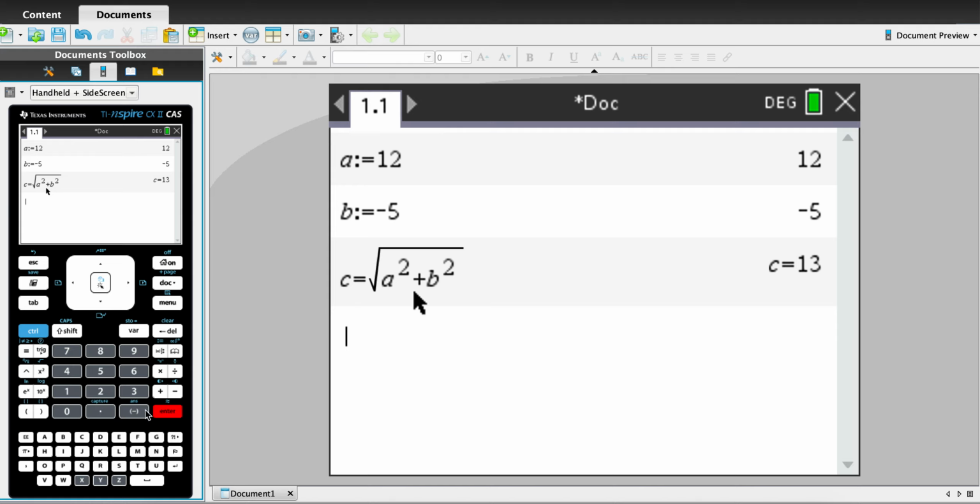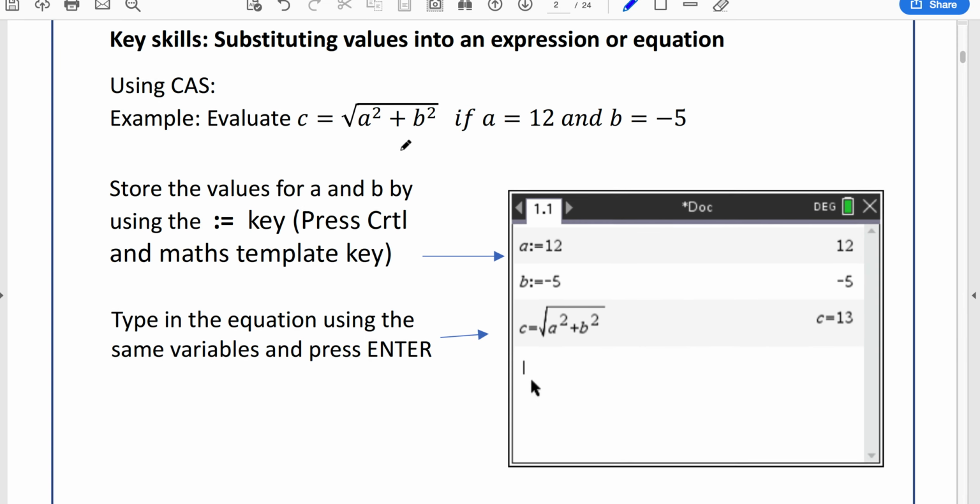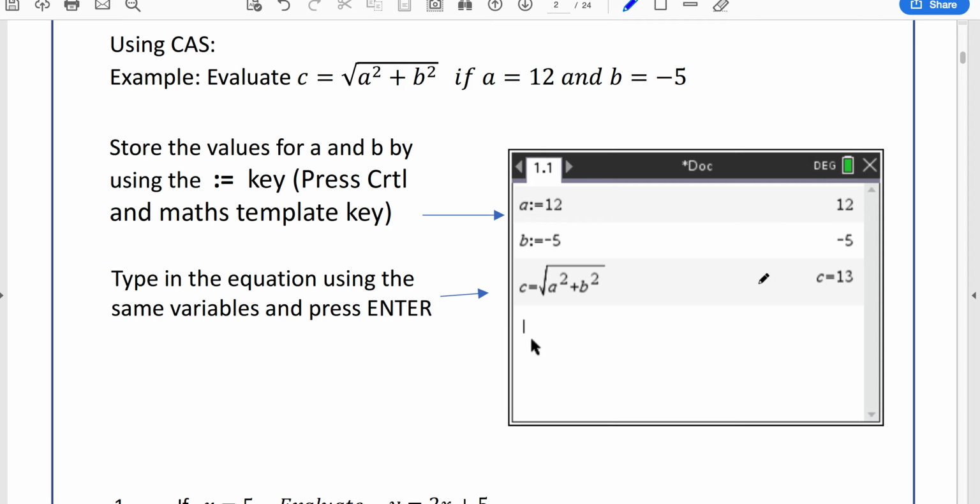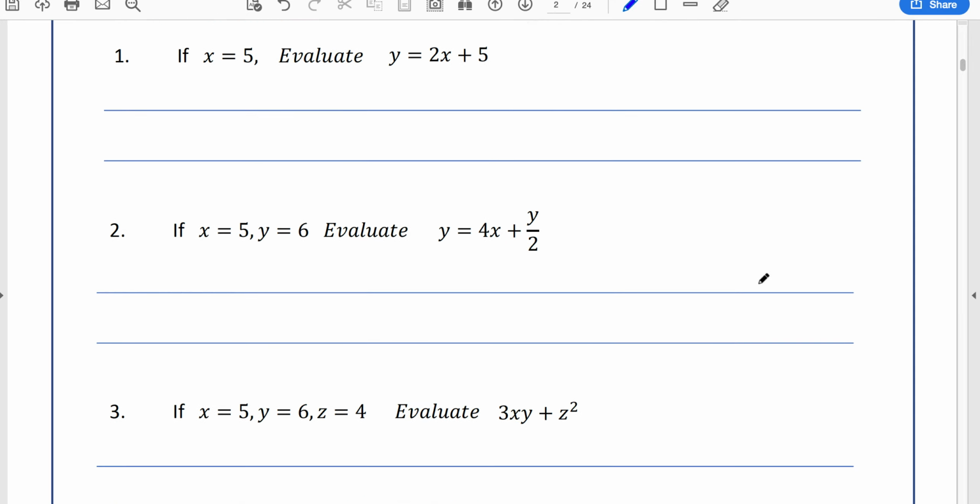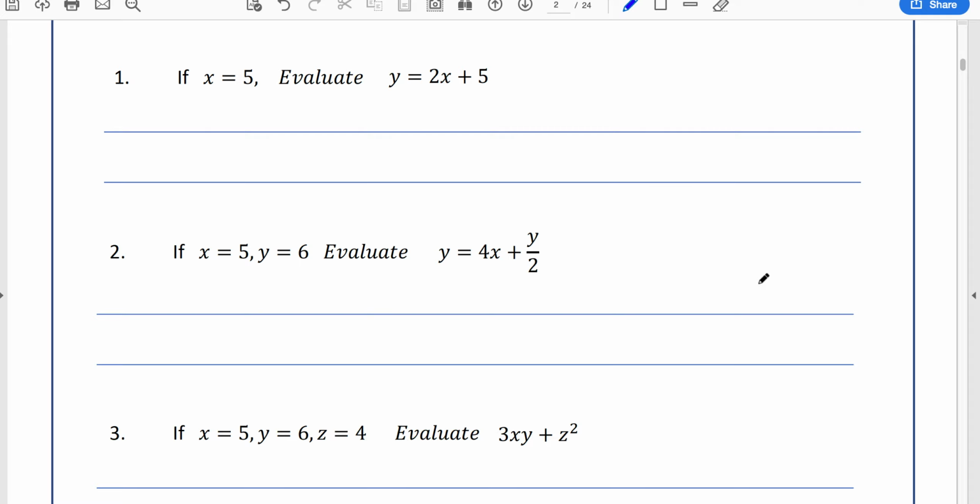Then press Enter, and you'll see it solves or evaluates that equation with those values that we gave for A and for B. So we got C is equal to 13, and you'll see that's what we've got on the screen here. So we can do the same thing with these examples here.